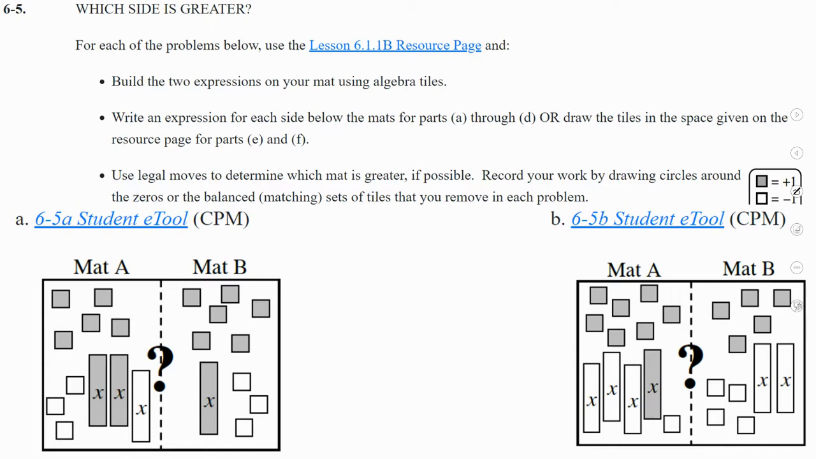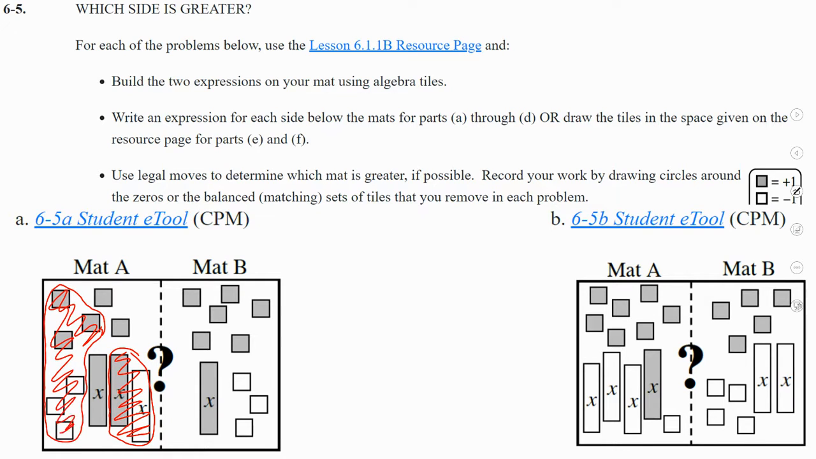All right. And then lastly here, your mat A and mat B for 6, 5. If we take a look at these, ultimately you should go ahead and look for those 0 pairs and look for what can I do to remove from one side to the other. So let's start with mat A here. We have a 0 pair here with the x, positive x and negative x. So those are all gone. And then we have 3 negatives that we can partner here with 3 positives. All right, so that takes care of 0 pairs on mat A.